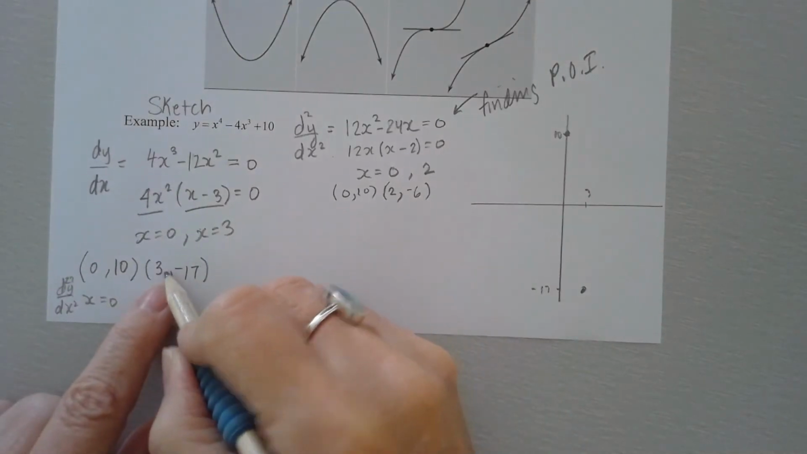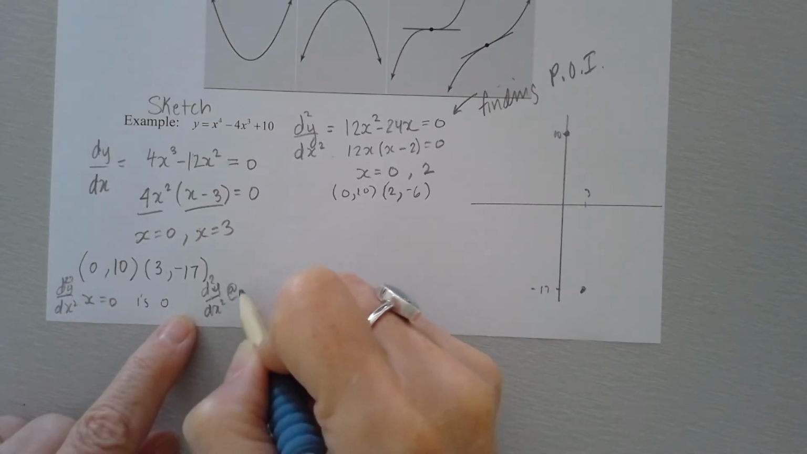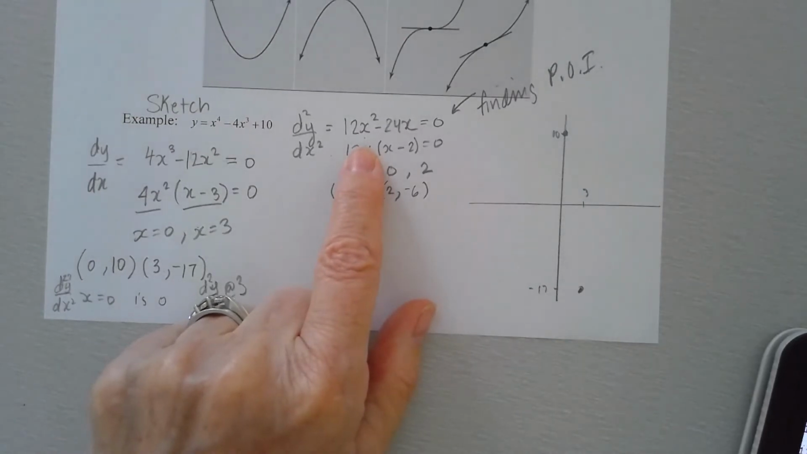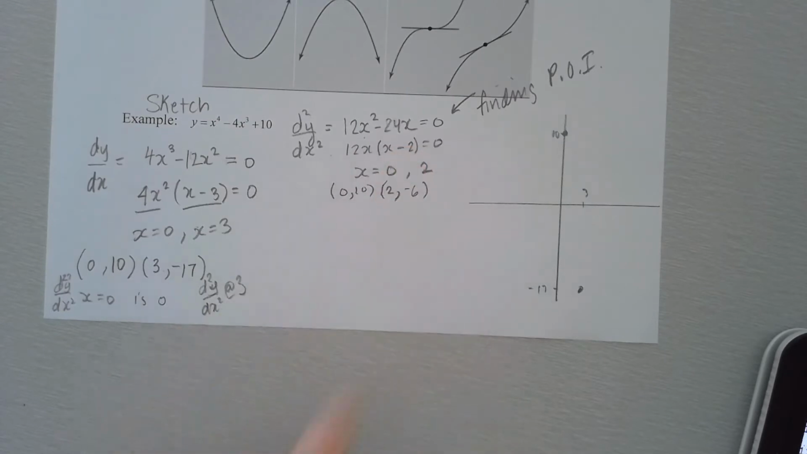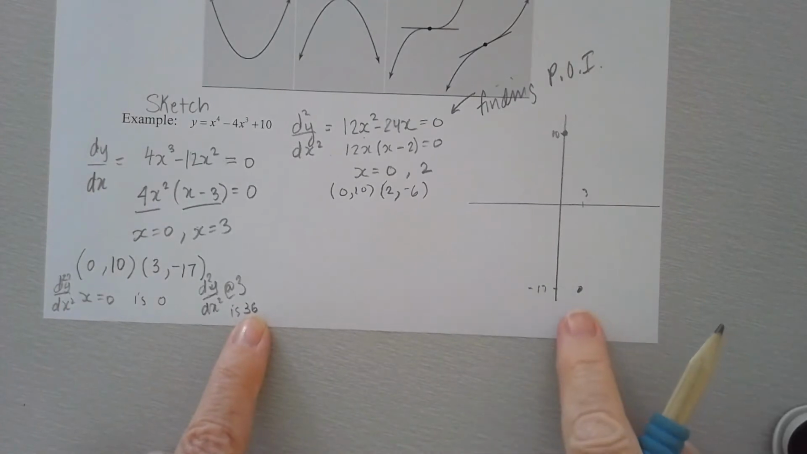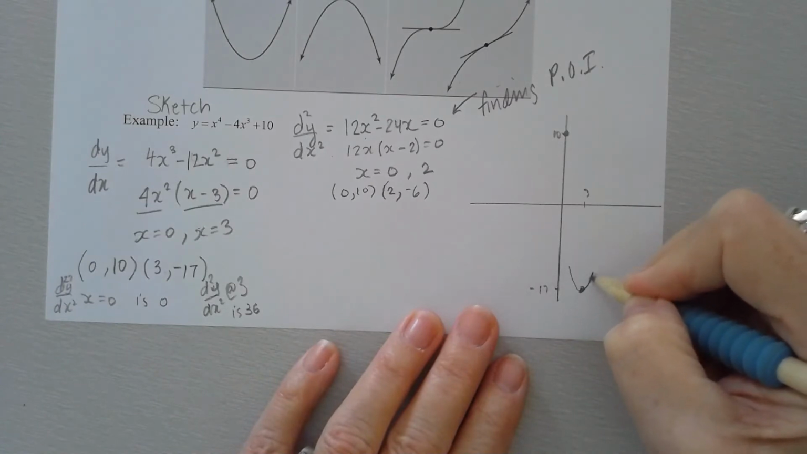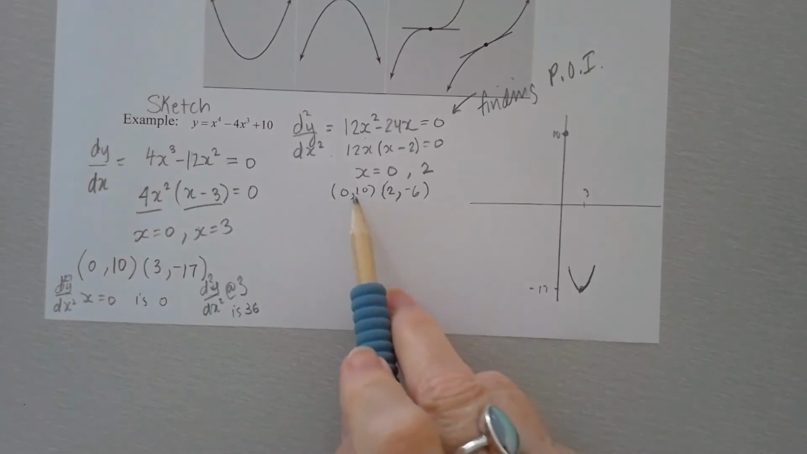When I test at 3, 12 times 9 minus 24 times 3, I got 36. Definitely, hugely concave up. Agreed? So I know this thing is concave up right here. I got that going on. Okay, but this 0 is like, that's what I didn't want to happen. I don't want it to be 0 there. I knew it was going to be 0 because at that same point it ended there, yeah?